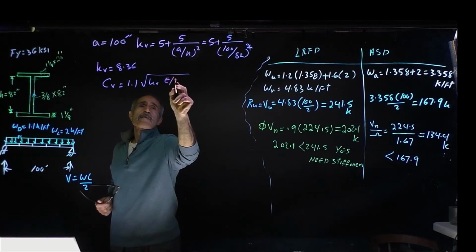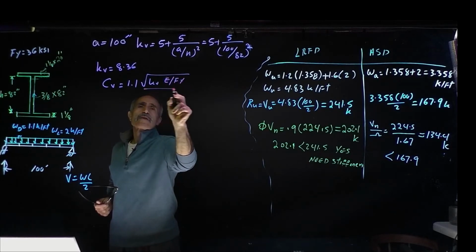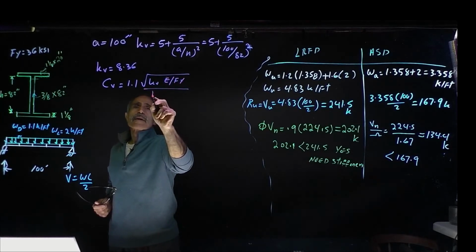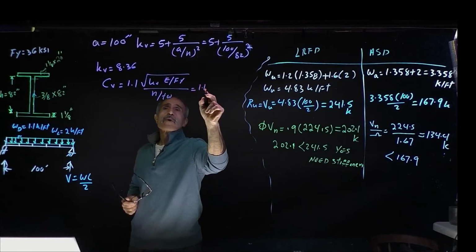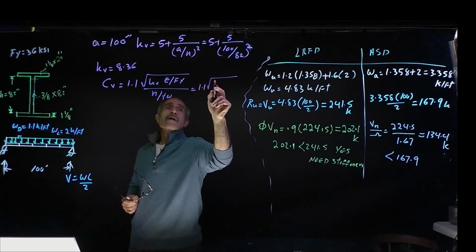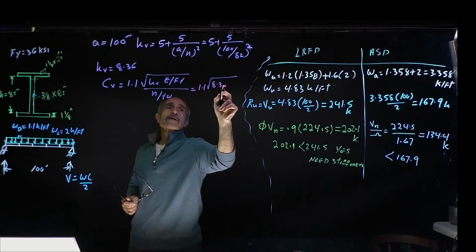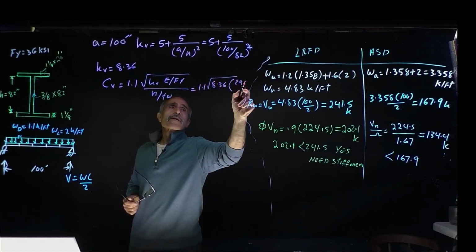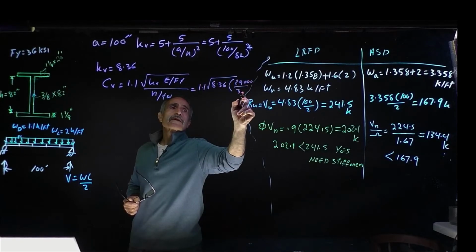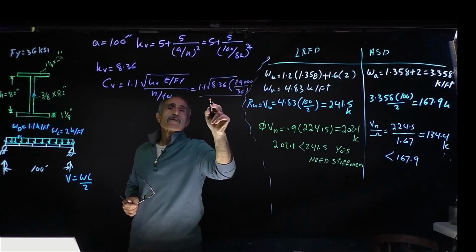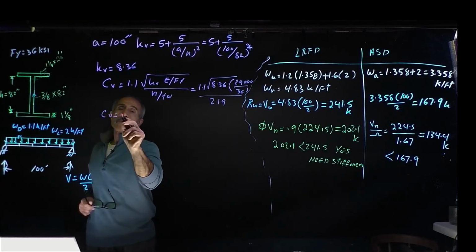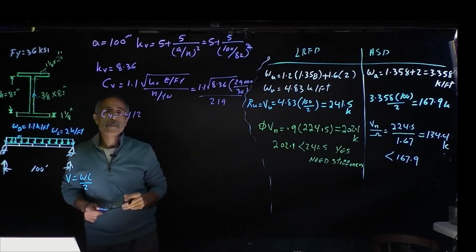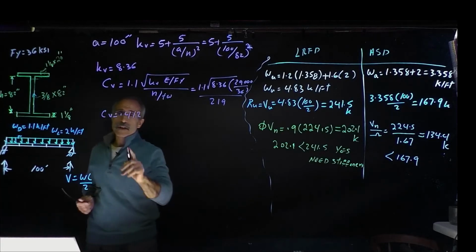E divided by FY, and the whole thing divided by H over TW. Now we have 1.1 square root of 8.36 times 29,000 divided by 36. The whole thing divided by 219. So CV is equal to 0.412. Now we can go ahead and calculate VN.